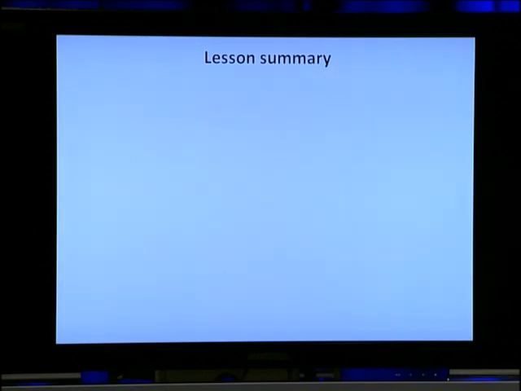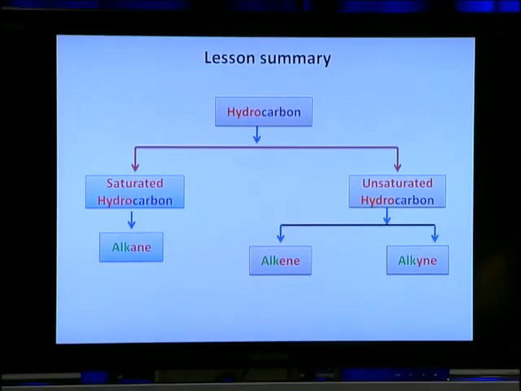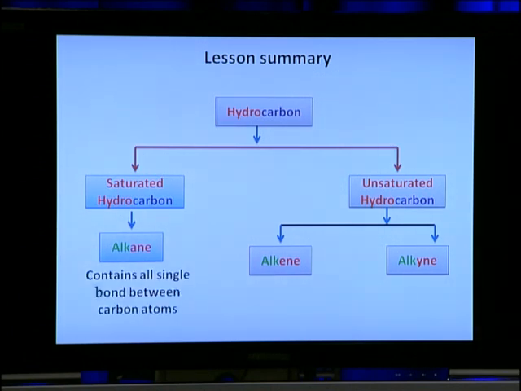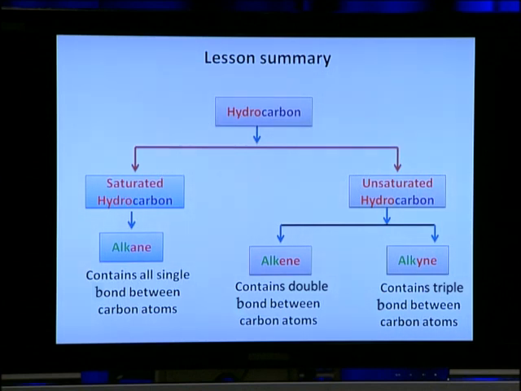Finally, let's look into what we've learned today. So in this lesson today, I have taken you all through what is hydrocarbon. We have also learned about the 2 classes of hydrocarbon, the saturated and unsaturated hydrocarbon. Alkane is an example of the saturated hydrocarbon, and then alkene and alkyne are examples of unsaturated hydrocarbon. You also know alkane contains single bond between carbon atoms. Alkene contains double bond between the 2 carbon atoms, and alkyne contains triple bond between the 2 carbon atoms.